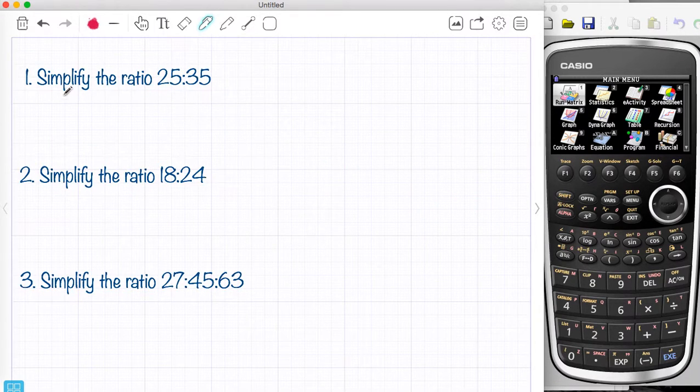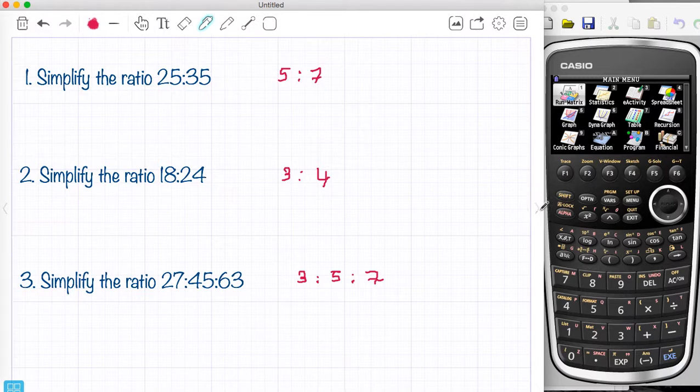So I've got some to practice here. Simplify the ratio 25, 35, and so on. Pause the video and have a go, and I'll do the answers. So 5 goes into both of these, so if I divide both of them by 5, I get 5, 7. 6 goes into both of these, so I get 3, 4. And 9 goes into all of these, so I get 3, 5, and 7. So in all of these, as I simplified, and I've said it once before, you get integers, whole numbers.